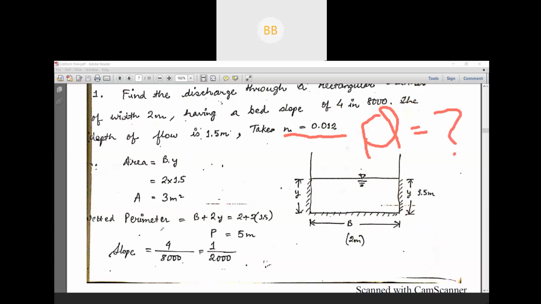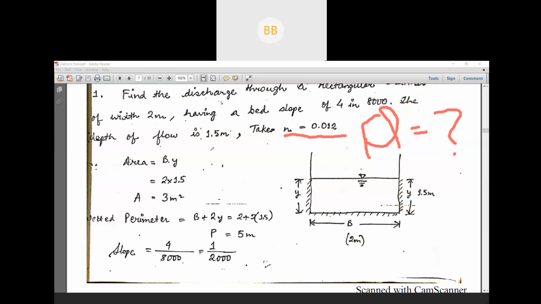So here the solution is already written. Area is B into Y, definitely, since that is a rectangular channel. That is the width of the channel multiplied by Y, the depth of flow, and you will get the area. That is 2 into 1.5, which is 3 meter square. Then we need to find out the wetted perimeter.